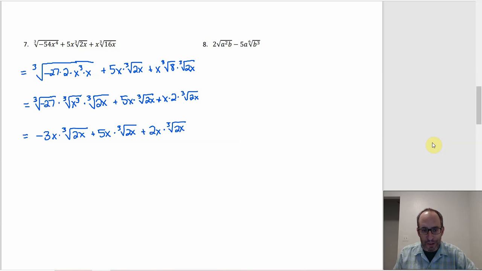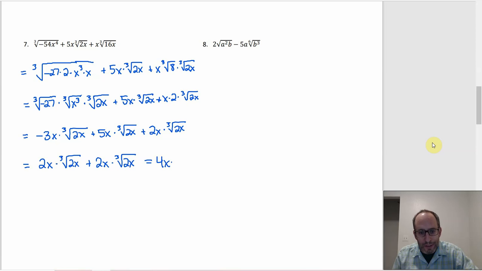And so I guess we can just start combining terms now. So negative 3x plus 5x plus 2x. If you want to jump right to what the final answer is, I think that's okay. It's 4x times the cube root, but I'm going to write it in 2 steps. So negative 3 plus 5 is 2, so we'd have 2x times the cube root of 2x plus another 2x times the cube root of 2x. And, all right, well, then that's 4x times the cube root of 2x. And that's the answer.